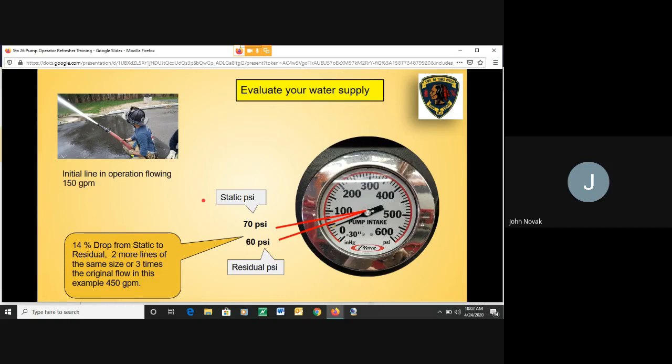But if my first line going out is my deck gun, so if I put 500 GPM out the deck gun for a blitz attack, I expect a big drop in my compound gauge from static to residual. So just a couple things to keep in mind as a pump operator.